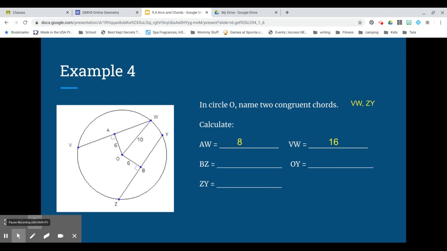And then BZ, since chord ZY is the same distance from the center as VW, and they're congruent, BZ would be the same as AW. And then OY. OY is another radius. Even though it's not drawn in, you can connect OY and it would be a radius. So that would be 10, the same as OW. And then ZY would be 16 because BZ and BY would both be 8.